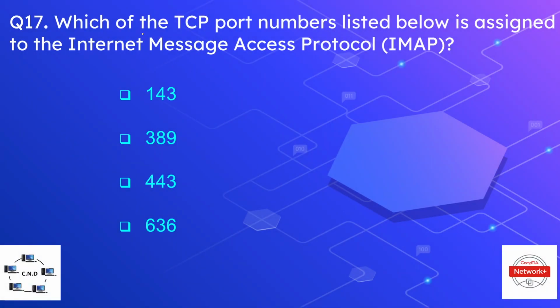Question number 17 is that which of the TCP port numbers listed below is assigned to the Internet Message Access Protocol or IMAP, and the options are 143, 389, 443 and 636, and the correct option is 143.